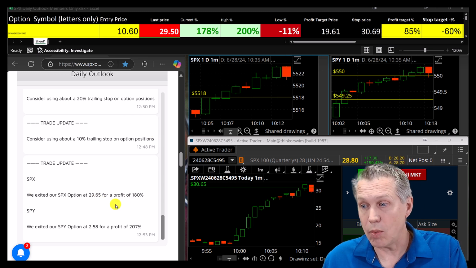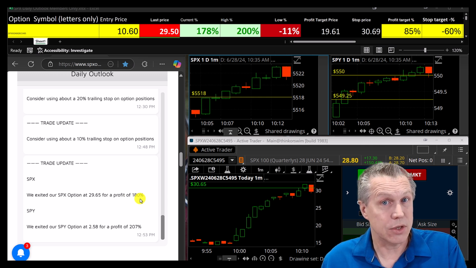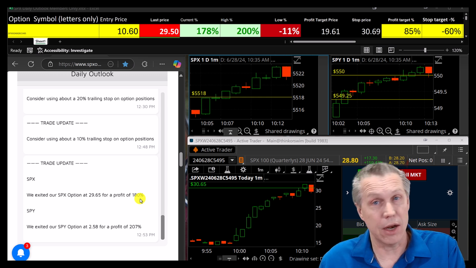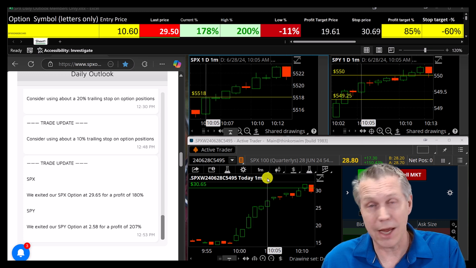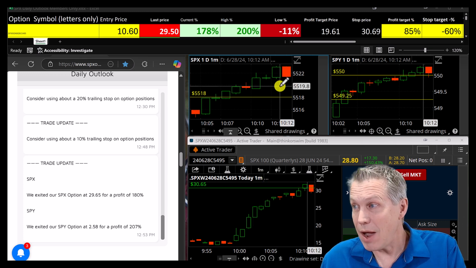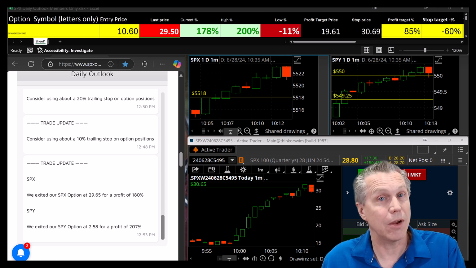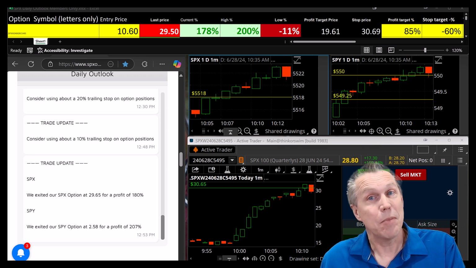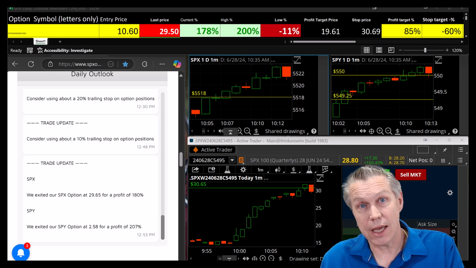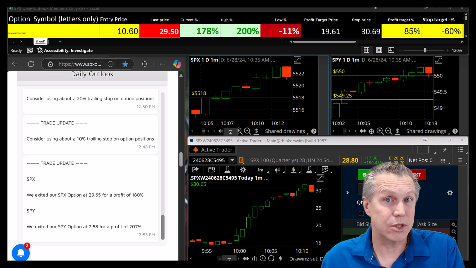We got out at 29.65 for a profit of 180. So we got out as it started to pull back. We got a little bit under that 10% because the market was pulling back quickly, but we locked it in at 180. And so you can see how we wrote a trade here, and in less than 45 minutes, we made a very nice 180, 190% profit on our trade. And that's the way you can use the daily outlook to follow a trade profitably and maximize the runs.